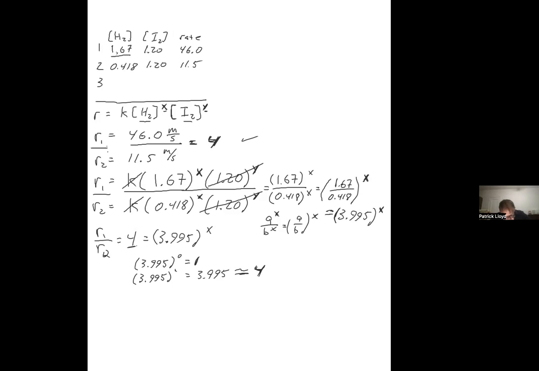Now, just as an aside, what would 3.995 to the second be? Suppose x was 2. Well, that's like squaring it, right? So that would be like 4 squared. That'd be approximately equal to 16. Clearly, it's not 16, it's 4.